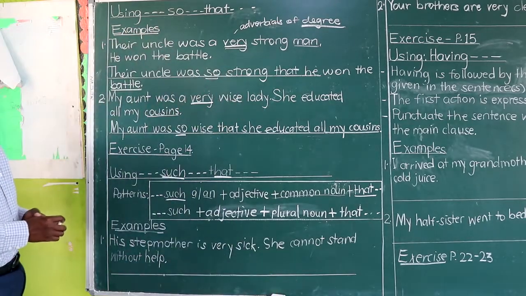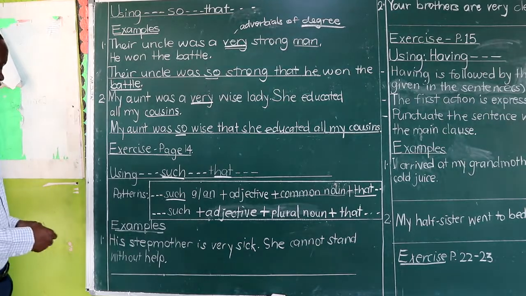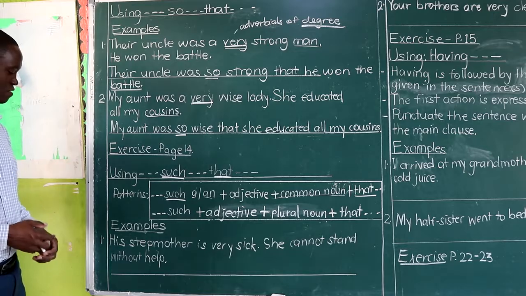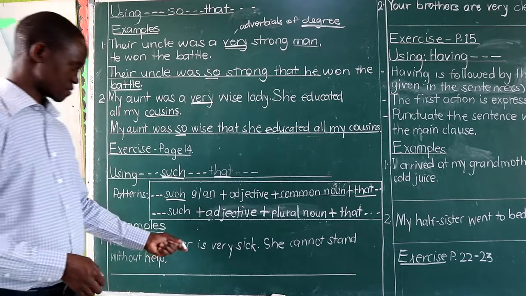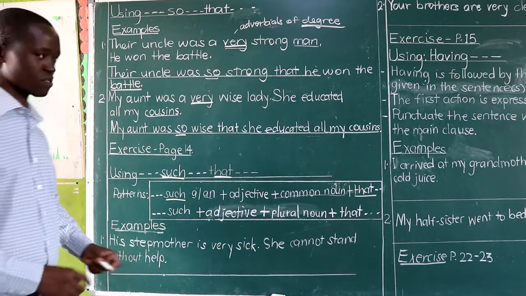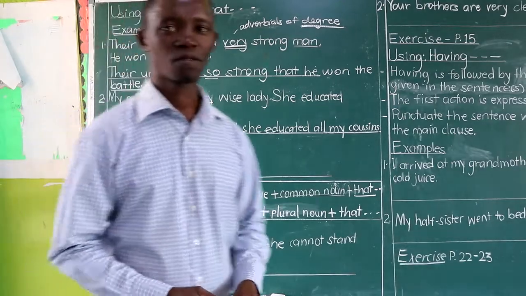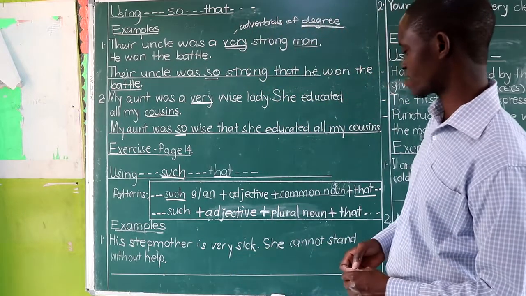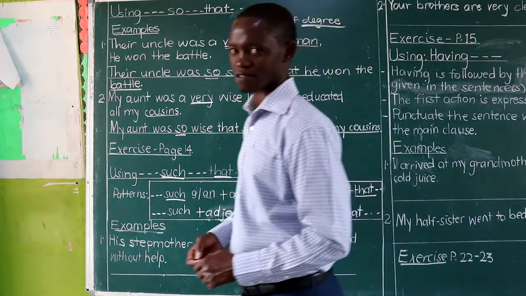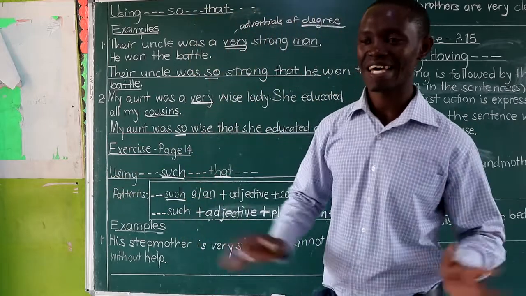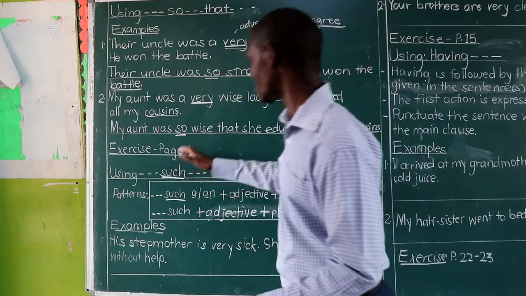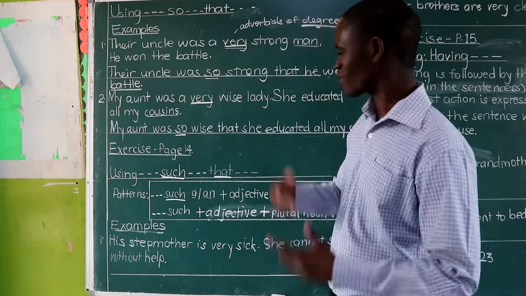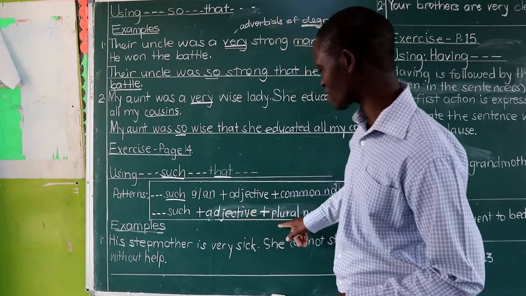Let's look at these different examples, following this very pattern that he has given us, or our formula, as some people call it in mathematics. His stepmother is very sick. She cannot stand without help. Rewrite these two sentences as one using such that. If the teacher will not tell you to use such and that, the teacher will just tell you to use such that. It's up to you to choose to use an article after such or to leave it out, that is, if the sentence has a plural noun.